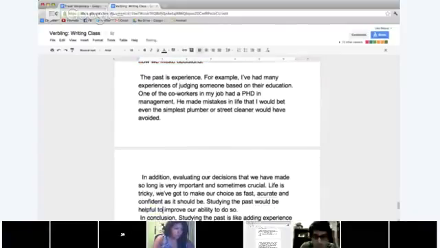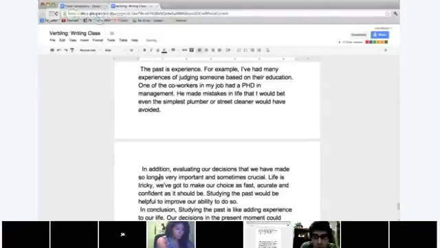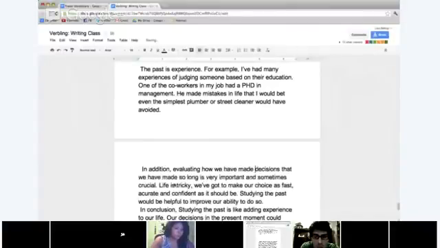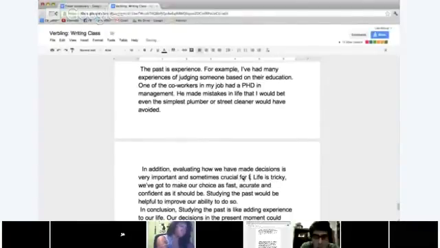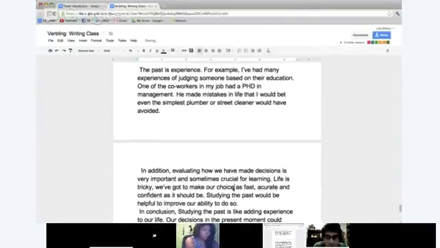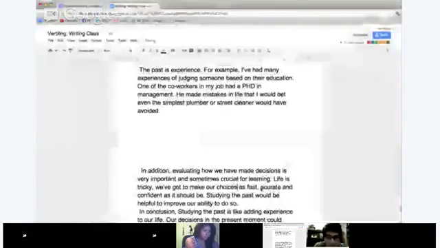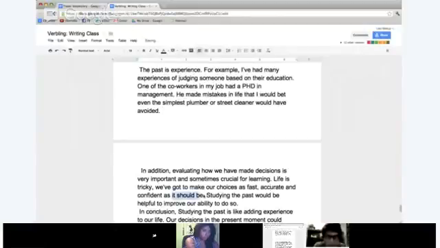Okay, in addition, evaluating our decisions that we have made long ago. Do you mean the past decisions? Yeah. I mean, evaluating. Okay, let's see. How about keeping with what you said above? In addition, evaluating how we have made decisions is very important and sometimes crucial. I would say here, to add more clarity, it's crucial for learning. Life is tricky. We've got to make our choices as fast, accurate, and confident as I would say we can. Studying the past would be helpful to improve our ability to do so.